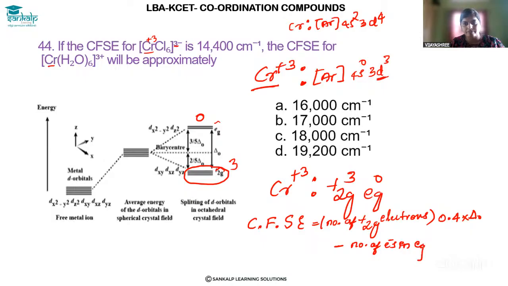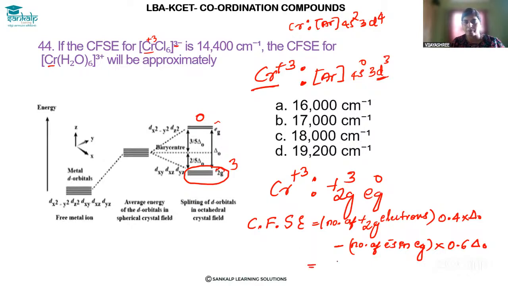Eg, number of electrons in Eg into 3/5 into delta naught. 3/5 is 0.6, so it will be 0.6 into delta naught.